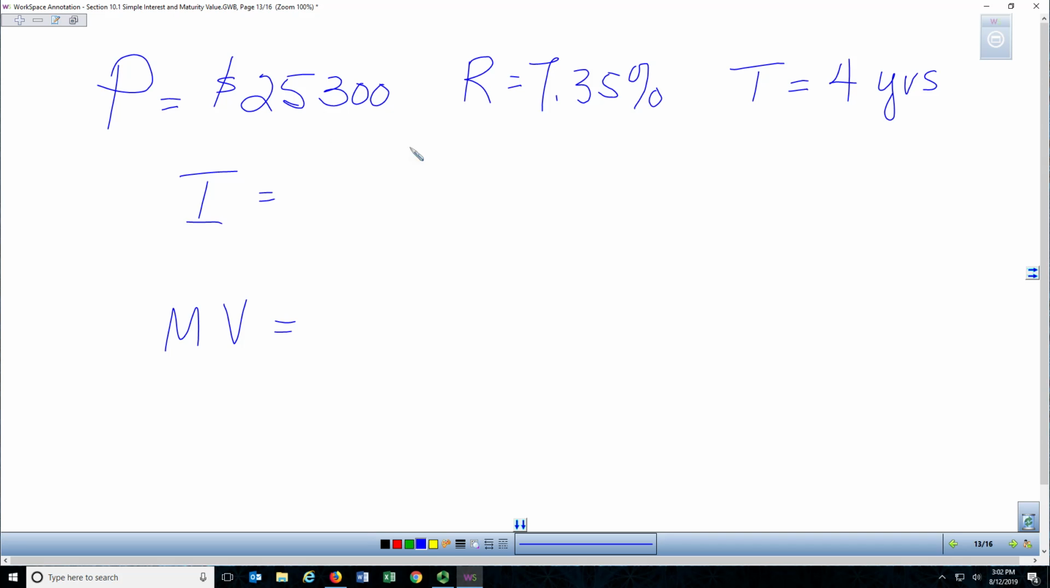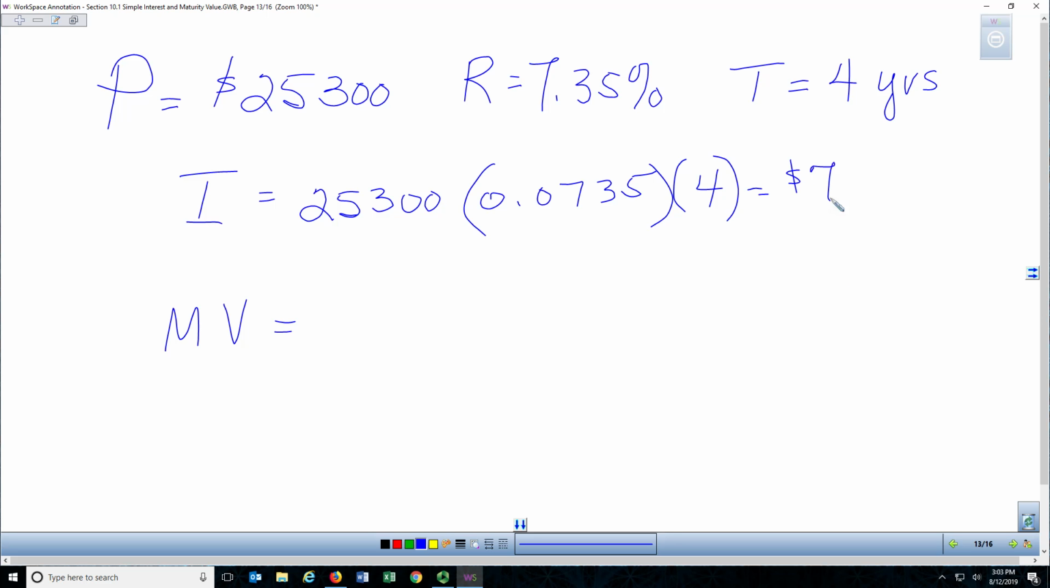So here I have principal, my rate, and my time. I need to find the interest, so I will take the principal times the rate in decimal form times 4 years. I don't need a fraction because it's years. So 25,300 times 0.0735 times 4 gives me $7,438.20 in interest. So now to find the maturity value, I simply take the principal and add that interest.